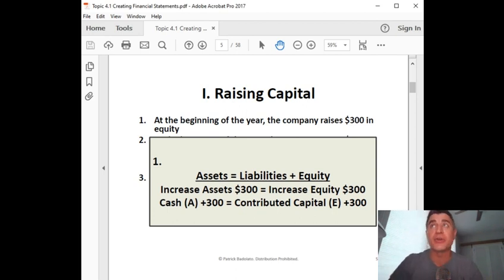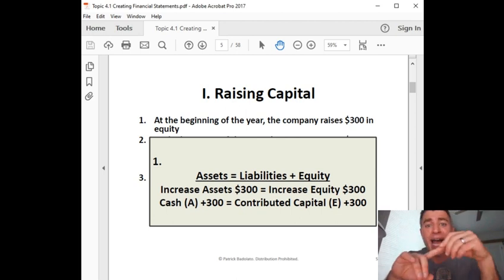So at the beginning of the year, the company raises $300 in equity, right? How do I process when a company raises equity? Common for startups, any stage company, different ones would have this. But what do I do when we go out and we raise equity? Well, what happens when you raise equity?